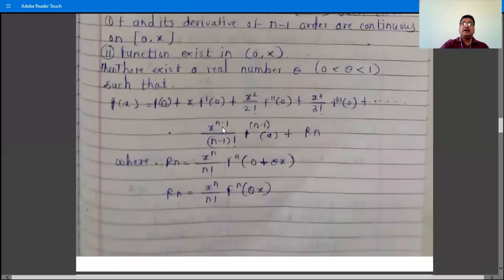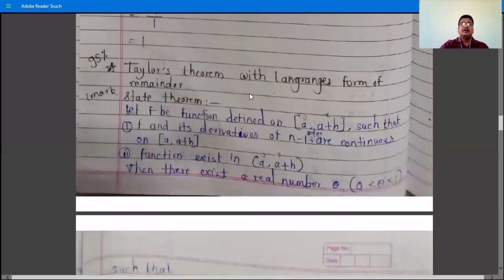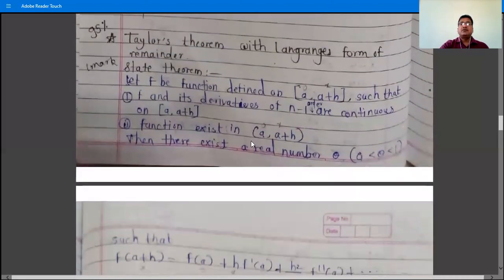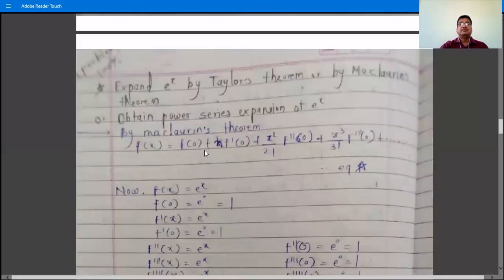So this is the Maclaurin's theorem with the Lagrange's form of remainder, and this is the Taylor's theorem with Lagrange's form of remainder. So just write a as 0 and h as x in Taylor's theorem. We have the Lagrange's theorem.